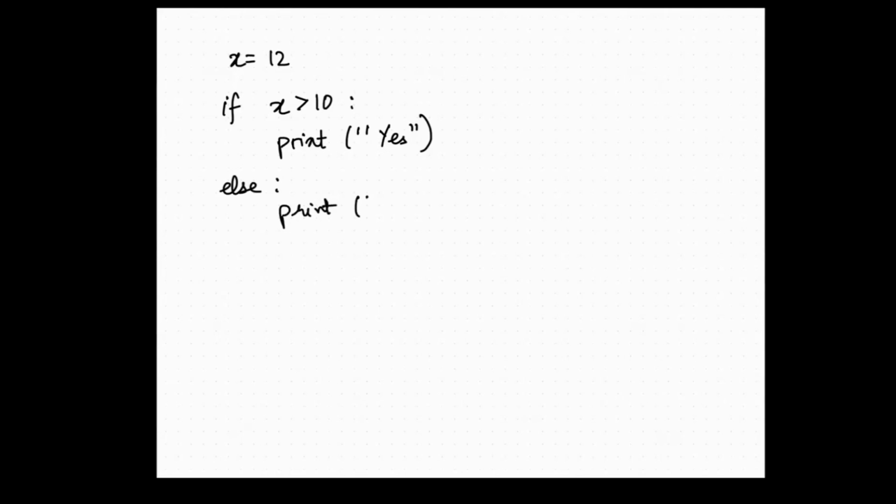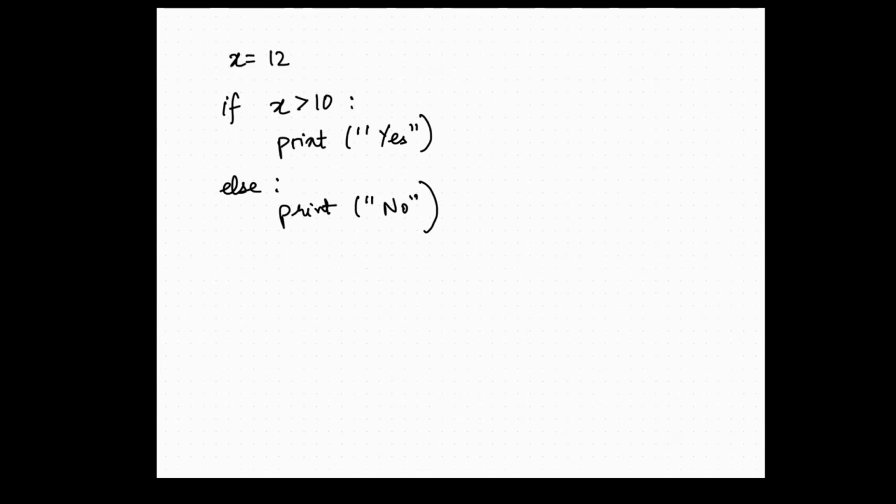Okay, so our program was X equal to 12, if X greater than 10, print yes, else print no. Right? This is a program. Correspondingly, we can create a flow chart for this. So think of a flowchart as an easier way to understand such control flows.